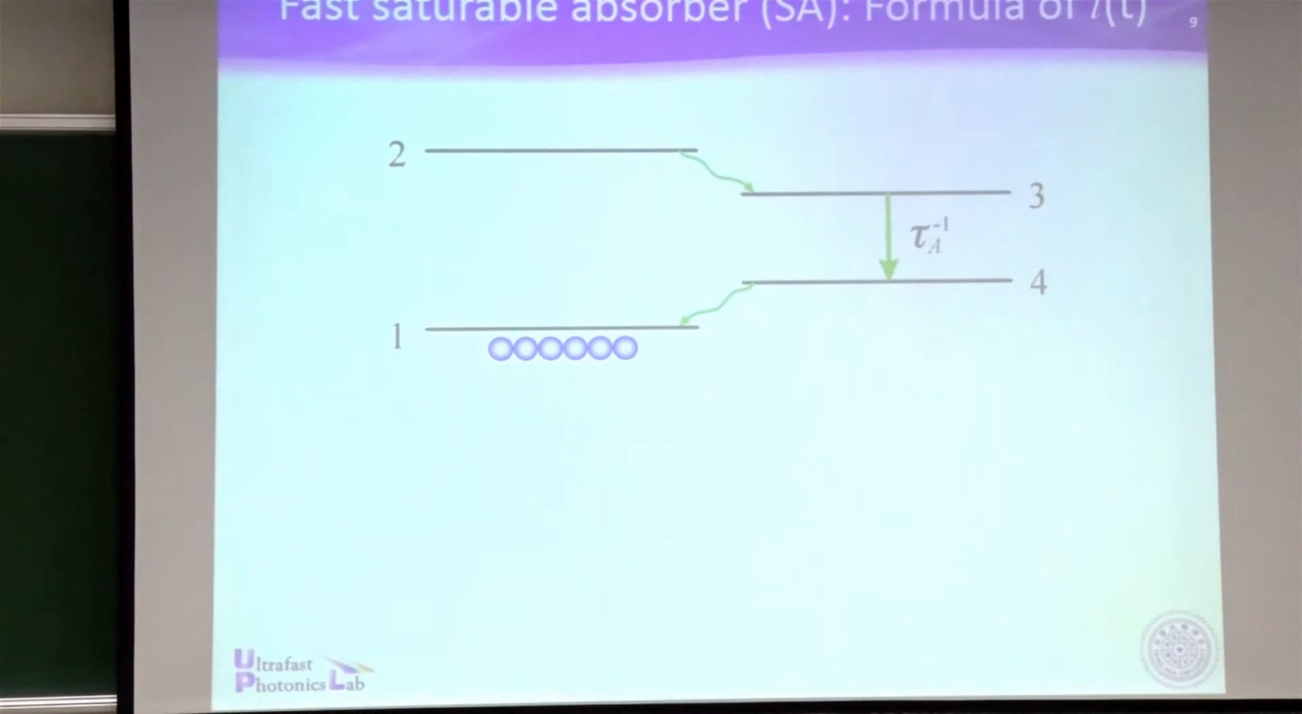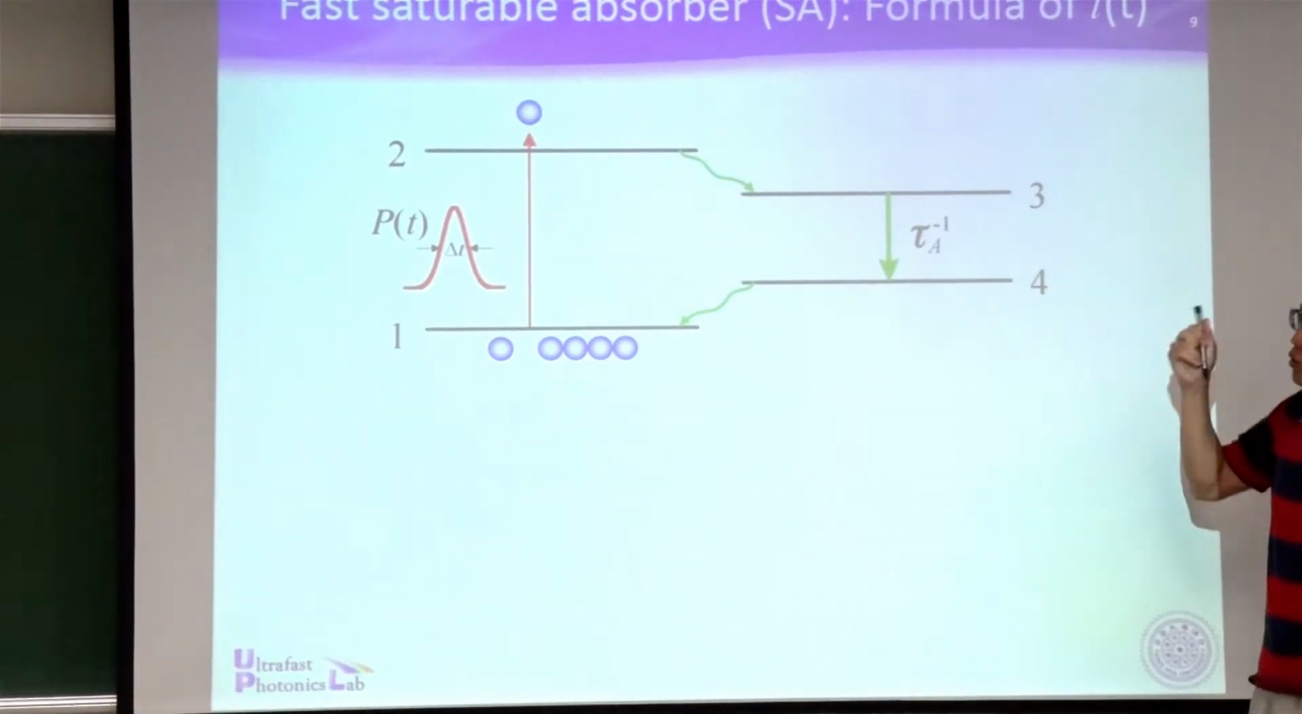Say initially you have a lot of electrons on ground state, level 1. If you have a short pulse come in, the pulse duration, the pulse width, is delta t. What would happen? You must have absorption, because ground state electrons interact with the incoming photons due to the input pulse. So you will excite some ground state electrons to level 2.